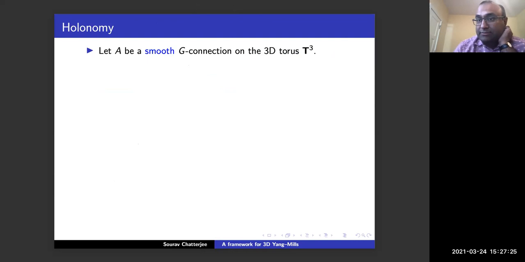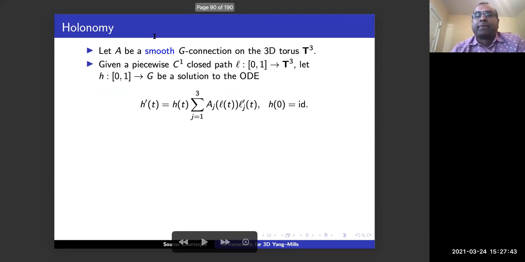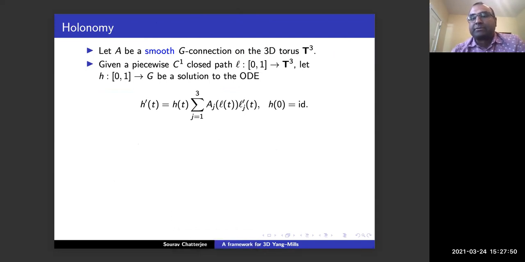First, let's start with the Wilson loop observable. Let A be a smooth G connection on the 3D torus T3, which means it's a map from T3 into 3-tuples of Lie algebra elements of G, and it varies smoothly, C infinity. Given a piecewise C1 closed path, and we are assuming in the definition of piecewise C1 that it's rectifiable, closed path L from [0,1] to T3, let H be a solution of this ODE.